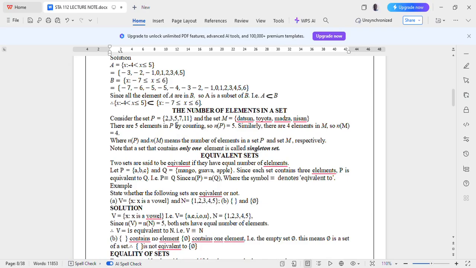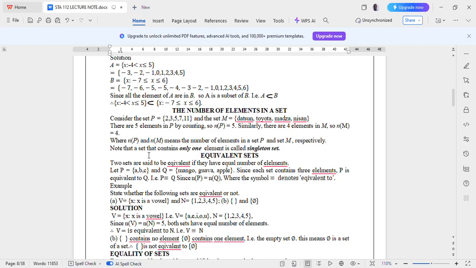So look at this set P now. We have 2, 3, 5, 7, 11, and M is Dassault, Toyota, Mazda, Nissan. So this one has how many? 4 elements. This one has 5 elements. So there are 5 elements in P and 4 elements in M. So n of P is equal to 5 and n of M is equal to 4. That is, the number of elements in P is 5 and the number of elements in M is 4. Somewhere they can say the cardinality. So cardinality or number of elements is the same thing. Where n of P and n of M mean the number of elements in P and M.